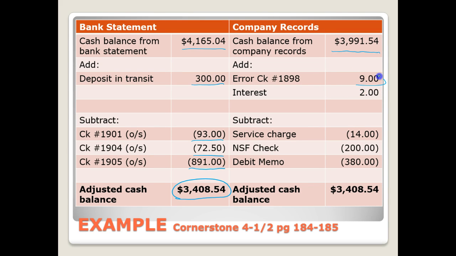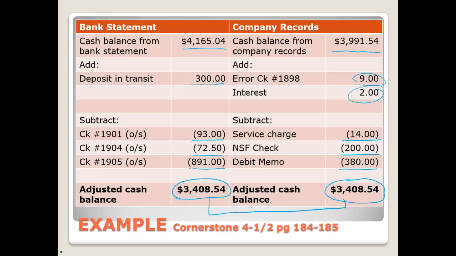I'm going to add the error from check number 1898. I'm going to add the interest. I'm going to subtract the service charge, subtract the amount of that non-sufficient funds check, and subtract the debit memo, which was for the electric bill. And I'm going to come up with an adjusted cash balance of $3,408.54. Notice these two equal. My bank statement and my company records have now been reconciled.